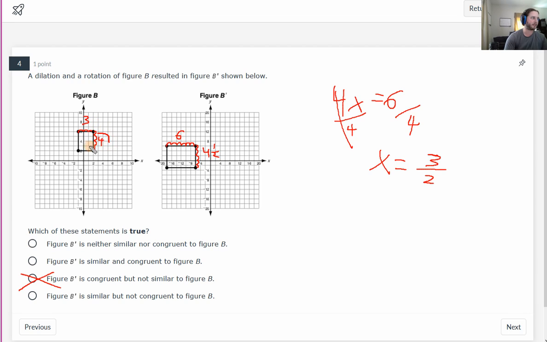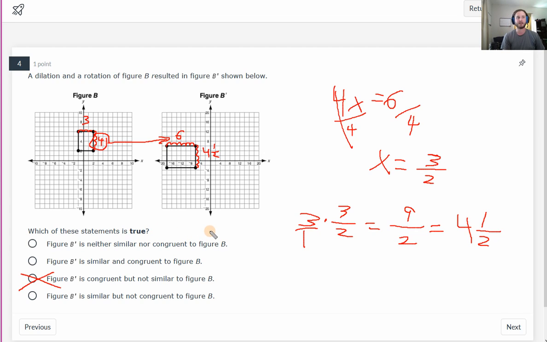Obviously this one works. 4 times 3 over 2 does give me 6. Is that true with this? If I take 3 times 3 over 2, does that give me 4.5? Well, I'll start by multiplying. That gives me 9 over 2. 2 goes into 9 4 times with 1 remaining. So yes, so far that checks out. They did shrink by the same amount. We can clearly see they're not the same size, so they are definitely not congruent. We know that. So not congruent, that works.